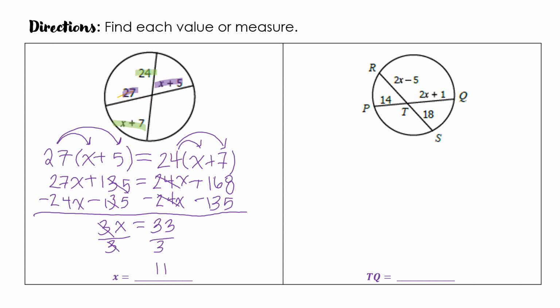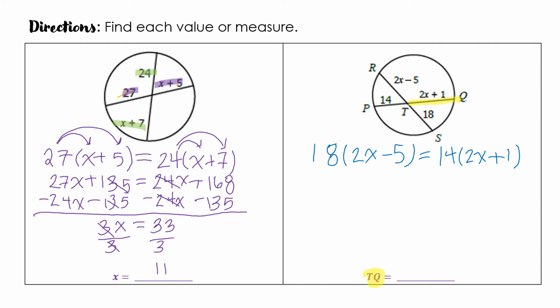The second problem is going to be very similar, but this time we're looking for the length of TQ. We know right now that TQ is 2x plus 1, so to find the actual length of TQ, I need to solve for x and then plug it back in. So I'm going to do the same thing. I'm going to take my parts. So I'm going to do 18 times 2x minus 5, and I'm going to set it equal to 14 times 2x plus 1.